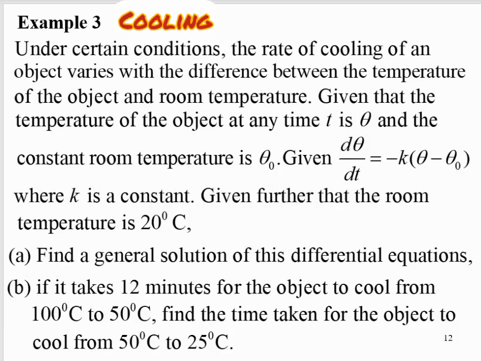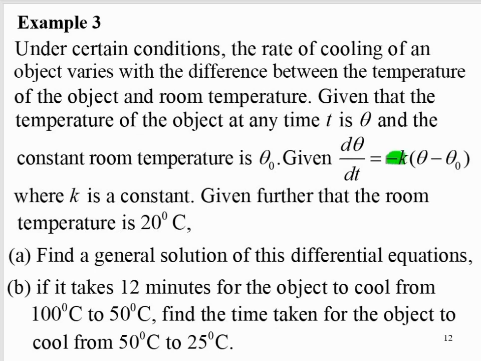Now let's look at example 3. Under certain conditions, the rate of cooling of an object varies with the difference between the temperature of the object and the room temperature. Given that the temperature of the object at any time t is theta and the constant room temperature is theta naught. So the model is d theta over dt is equal to negative k times (theta minus theta naught).